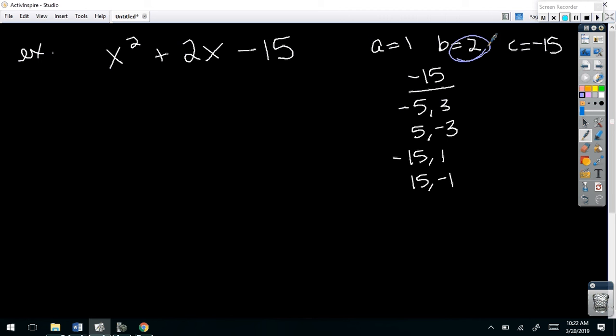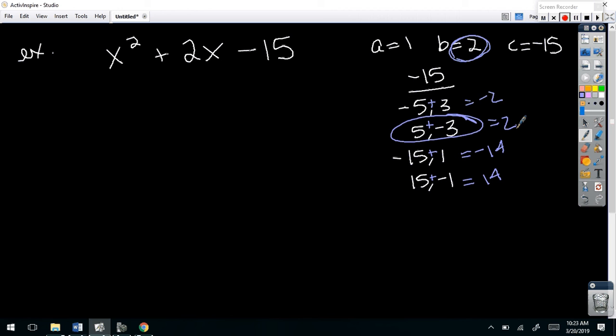Of all of these, which ones add? If you put a plus sign in the middle, which one of them would give you positive 2? That's the only one. Negative 5 plus 3 would be negative 2. This would be negative 14. This would be positive 14. This is the only one that adds to positive 2. Kennedy, what did you say? Would it be easier to what? You could. Yeah, that's the way I do it.